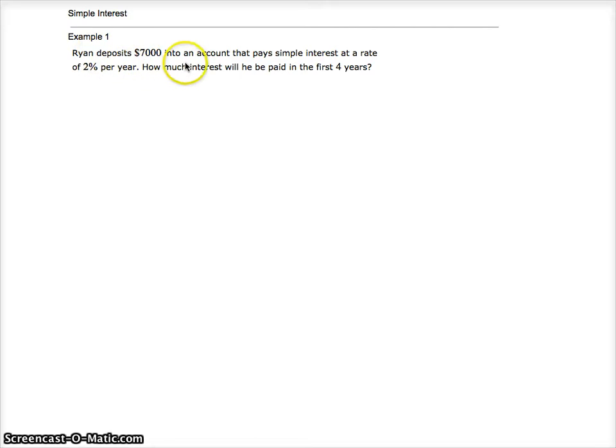Ryan deposits $7,000 into an account that pays simple interest at a rate of 2% per year. How much interest will be paid at the end of 4 years? What we need to think about is that we need to find 2% of 7,000.